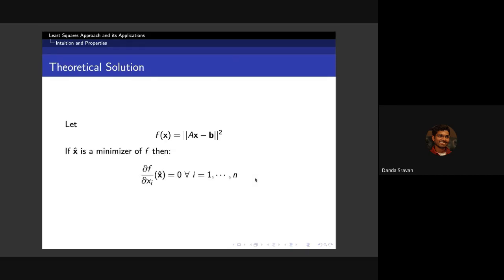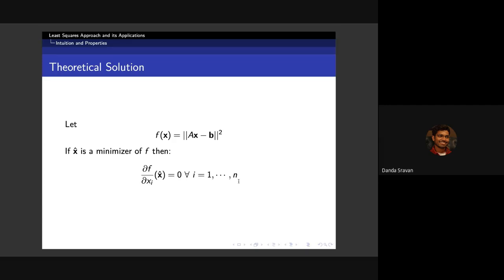So let's look at it theoretically. We all know from basic calculus that if we want a minimum, the first thing it should satisfy, assuming the function is smooth, is that the derivatives should be zero. This is a necessary condition, but still not sufficient.